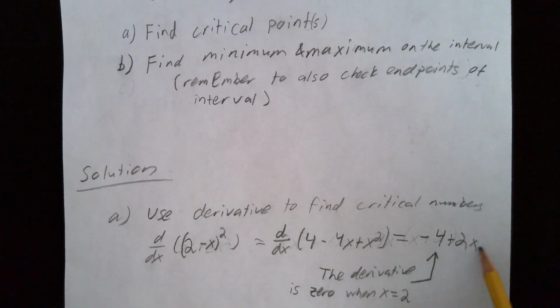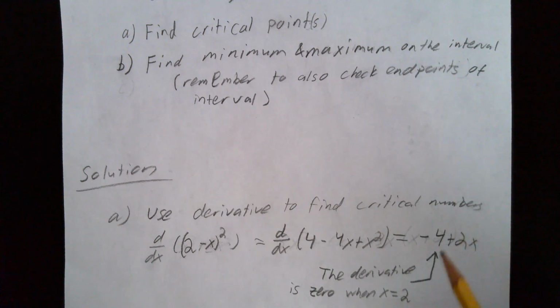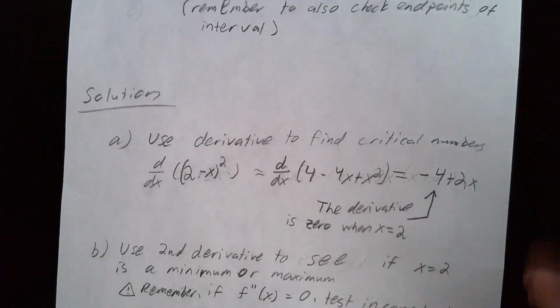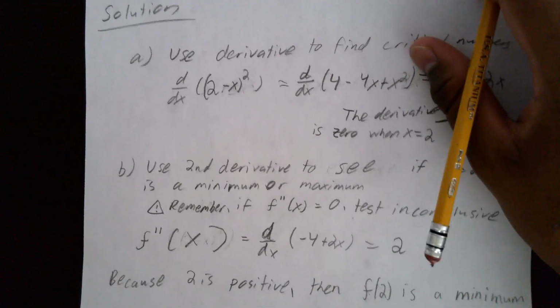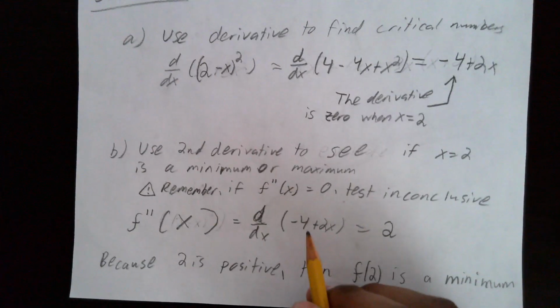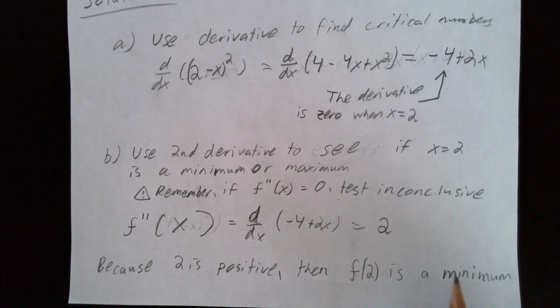If you plug in 2 for x, you're going to get 0. So the derivative is 0 when x is equal to 2. Then to find out if 2 is a maximum or a minimum, you're going to use the second derivative test. And remember, warning: if your second derivative turns out to be equal to 0, then the test is inconclusive. We take the second derivative, and we get just 2. Because 2 is positive, this means that when x is equal to 2, we'll have a minimum.